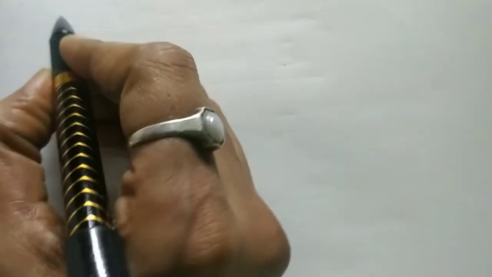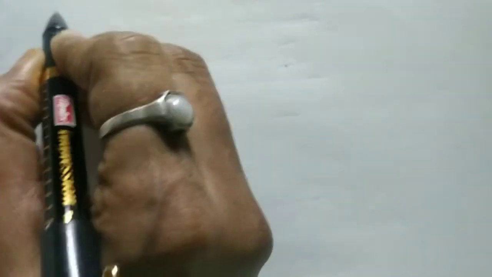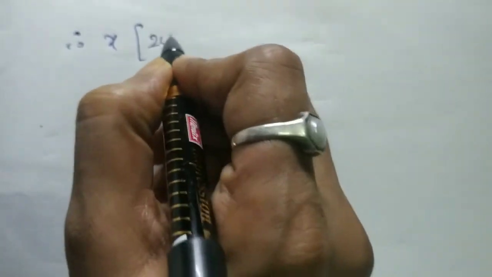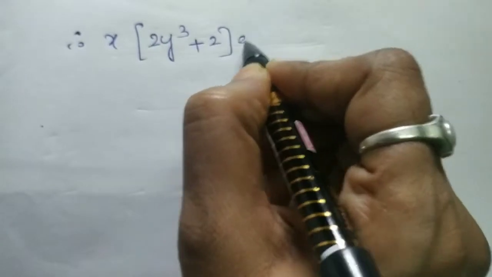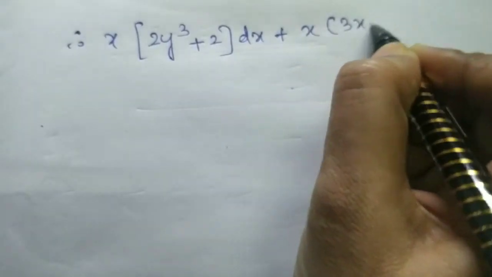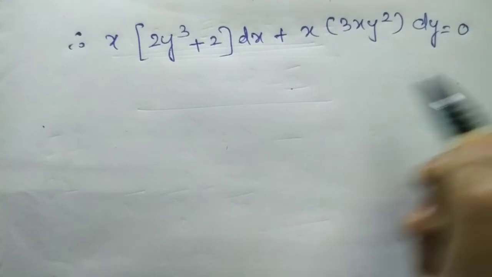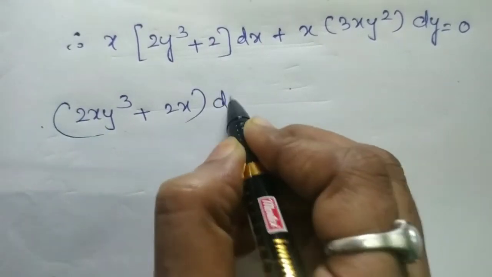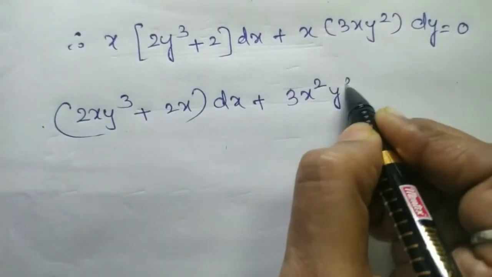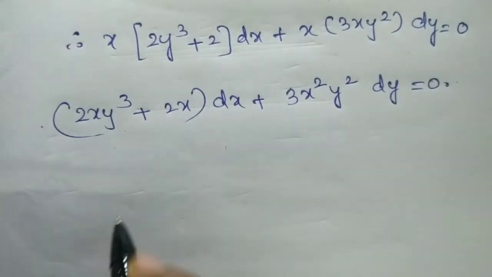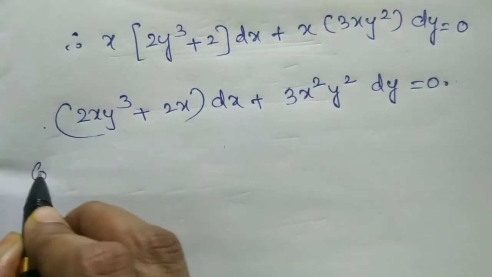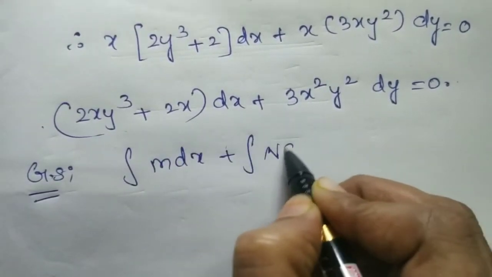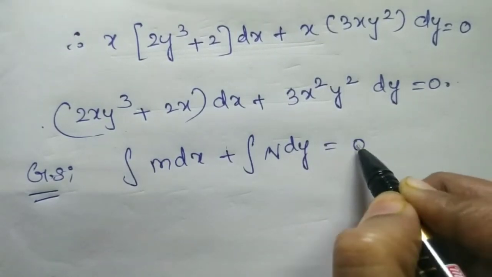So by multiplying by the integrating factor of the given problem, that is x, we get x into (2y cube + 2) dx + x into 3xy square dy = 0. So that is (2xy cube + 2x) dx + 3x square y square dy = 0. So this is an exact differential equation. So the general solution is integration of M dx plus integration of N dy equal to c.